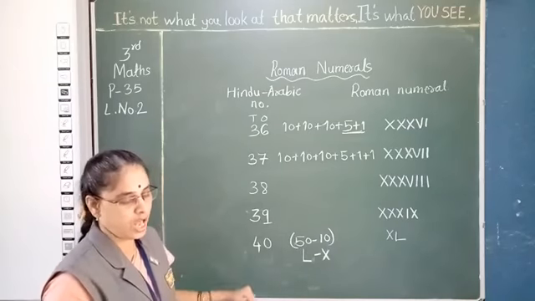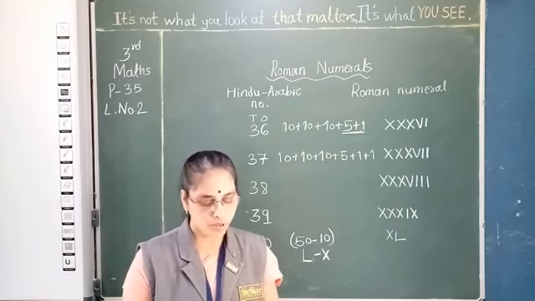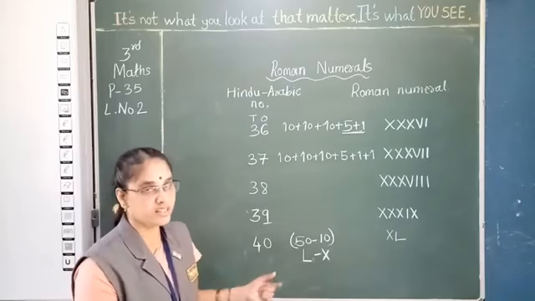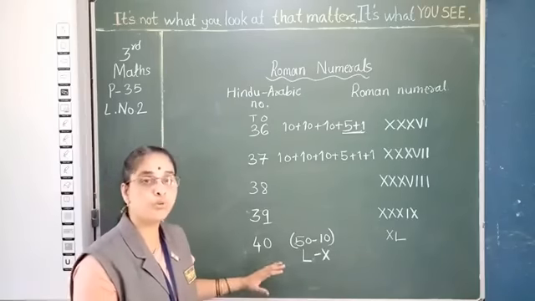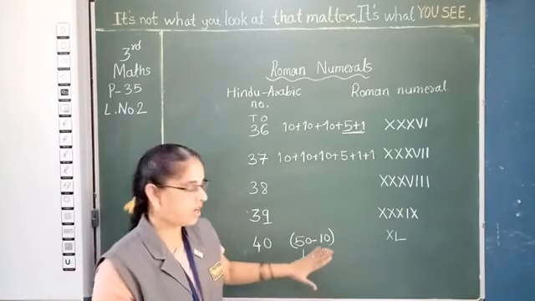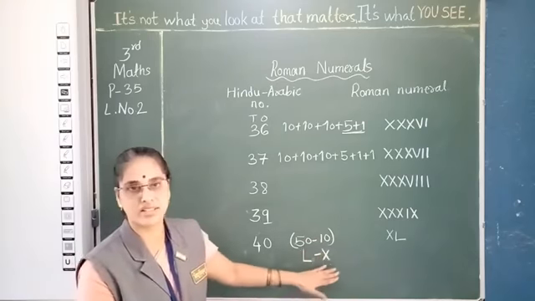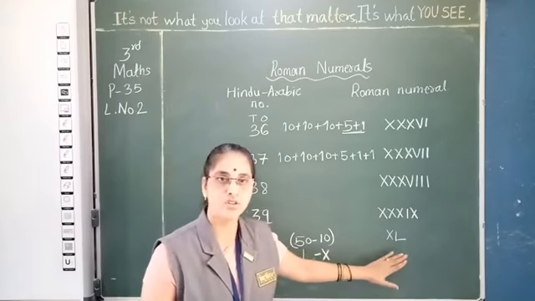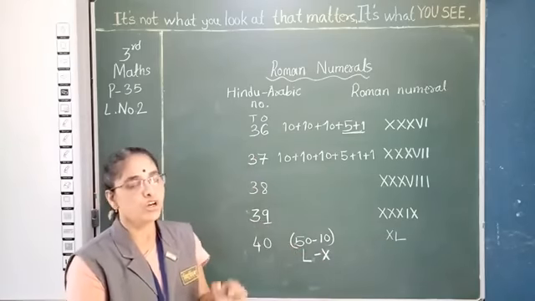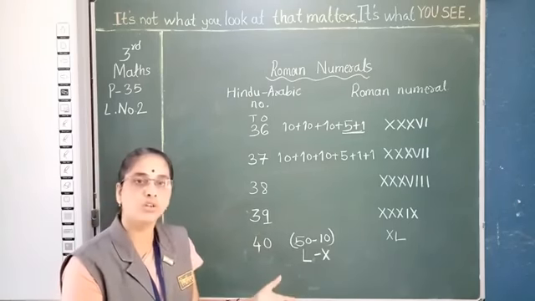Now what are you going to do? In the textbook, Roman numerals up to 39 are given. After 39 there is some space. So in the textbook we are going to copy the number 40 with all this description: how you get the number 40, that is 50 minus 10, L minus X, and then XL. Copy this down in your notebook and the textbook, and after that write all the Roman numerals and Hindu-Arabic numerals from 1 to 40.